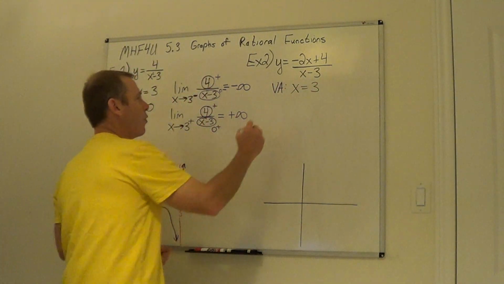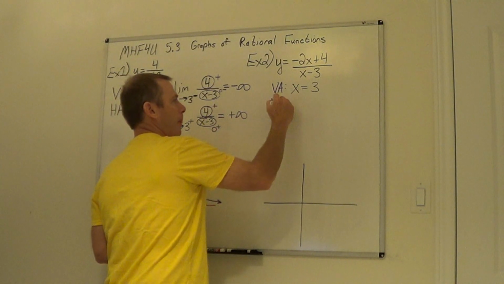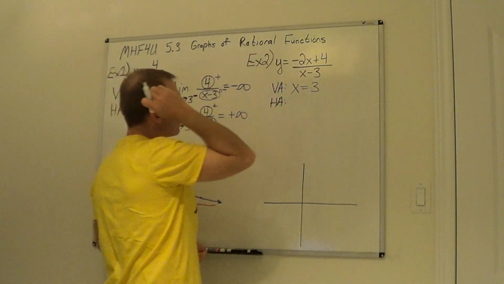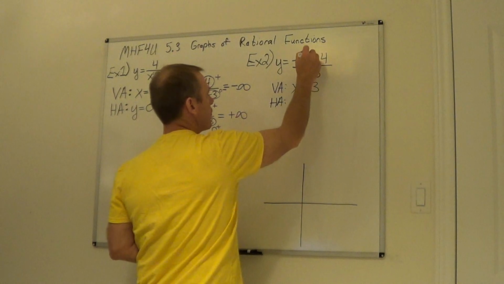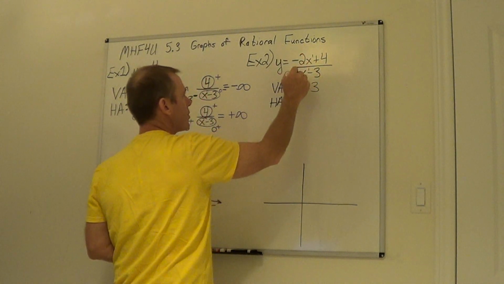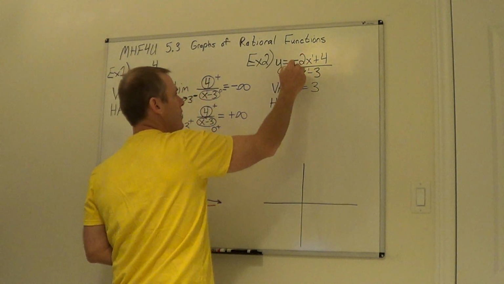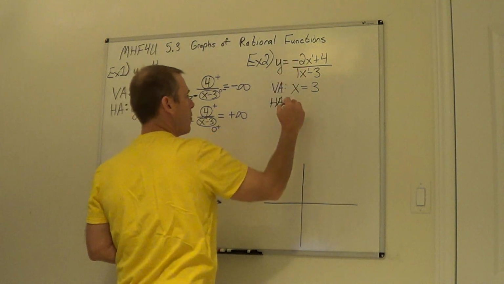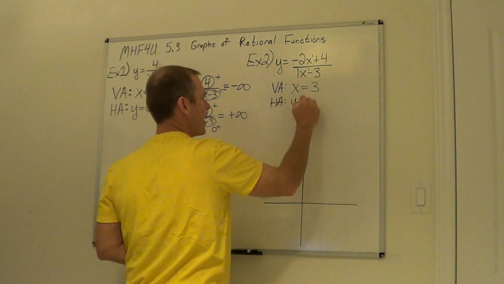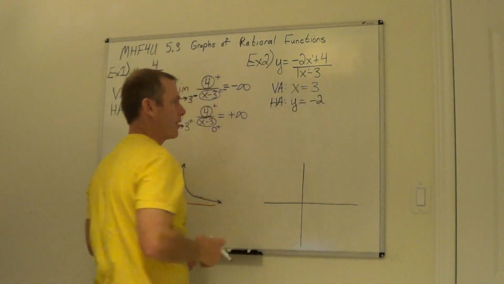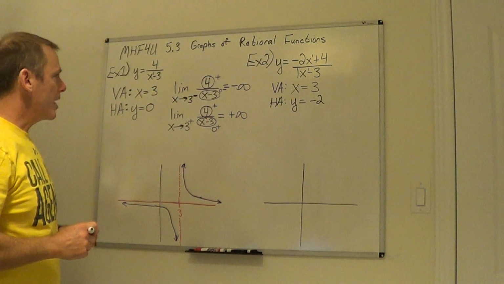Alright, horizontal asymptote. Look at our degree, they're equal. So we have degree 1 on the numerator, degree 1 on the denominator. And so we divide their coefficients, so negative 2 divided by 1. Well, we have a horizontal asymptote at negative 2. Alright, y equals negative 2.